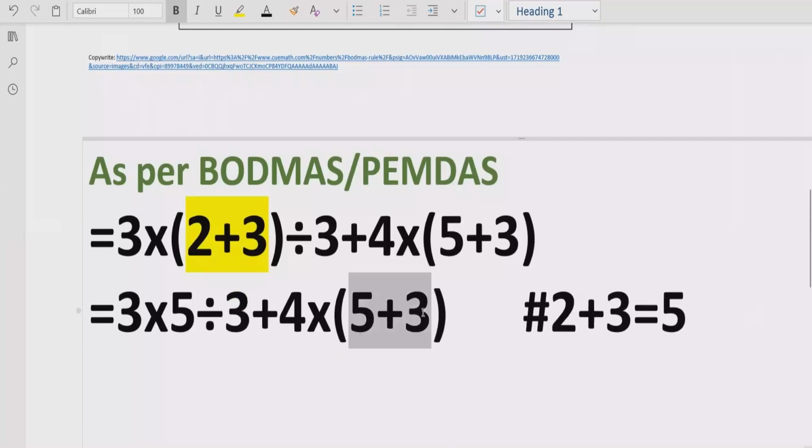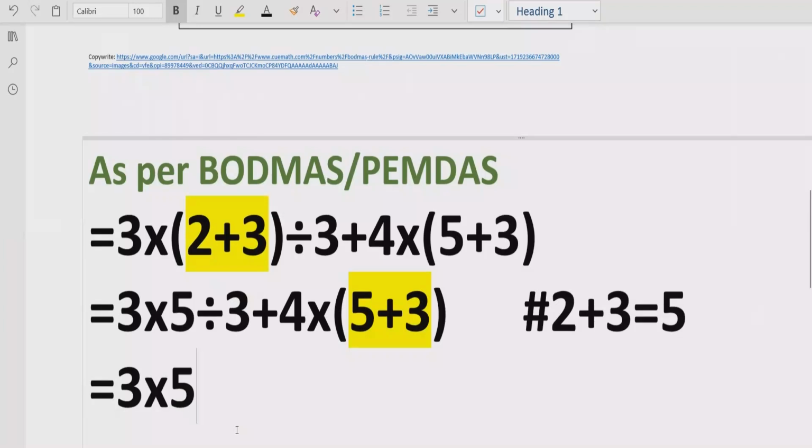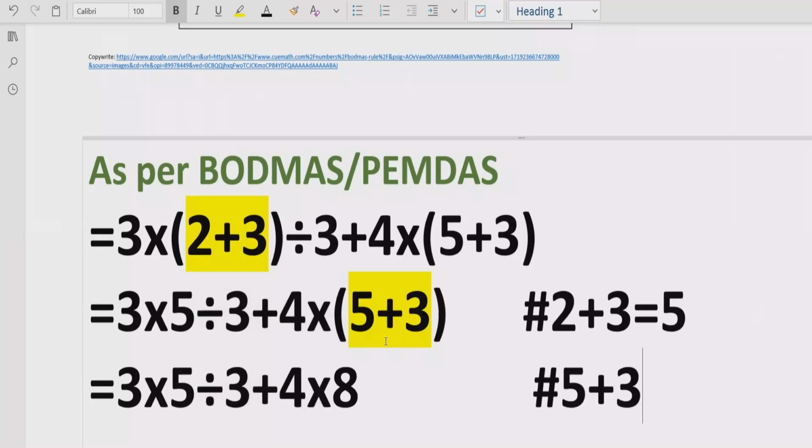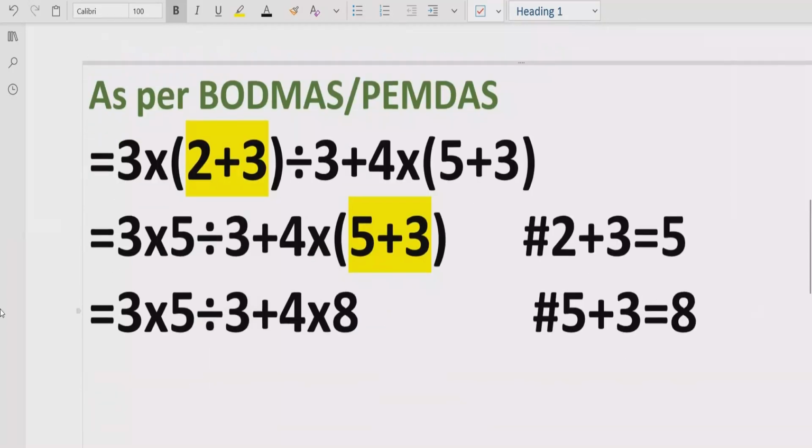To solve bracket number 2, this one, which is 5 plus 3, and we will write this part as it is. So 5 plus 3 equals 8. And here we will give the reference 5 plus 3 equals 8. Now move forward. We have solved all the brackets.